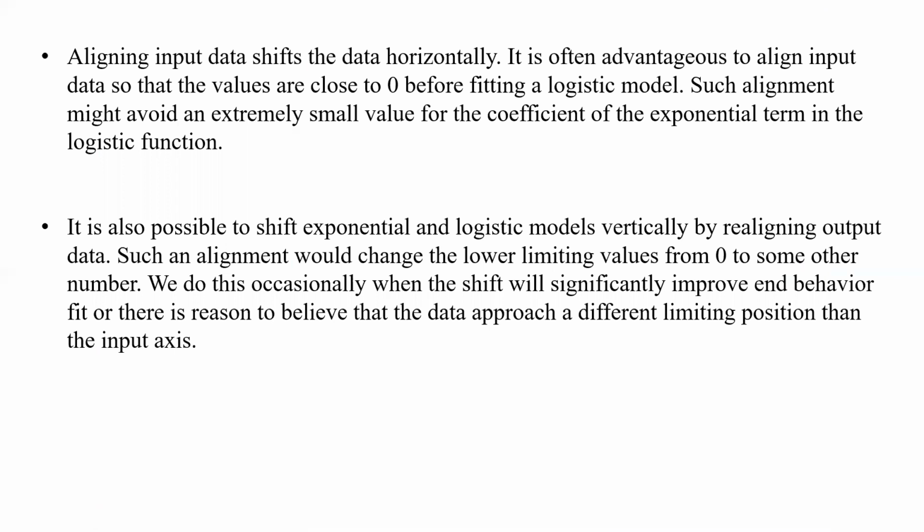But it's also possible to shift exponential and logistic models vertically by realigning the output data. Such an alignment would change the lower limit value from 0 to some other number. We do this occasionally when a shift is going to significantly improve the fit, or there's reason to believe that the data approach a different limiting position from where the input axis really is. So we can do it, and when you get to real life, you'll have more experience and be able to do it easier. But for the book, it really tells you, okay, align this way.